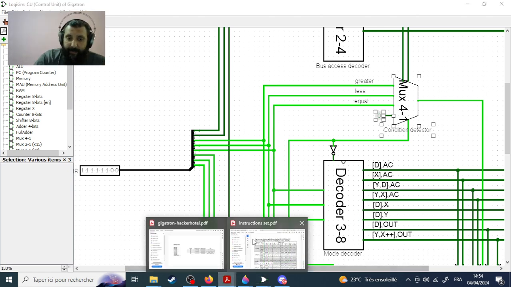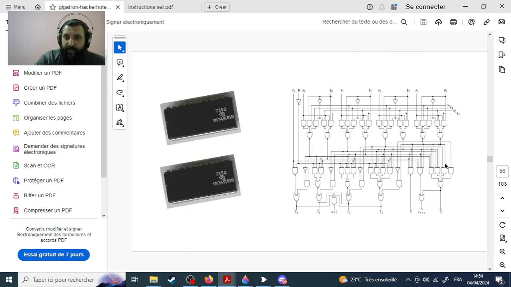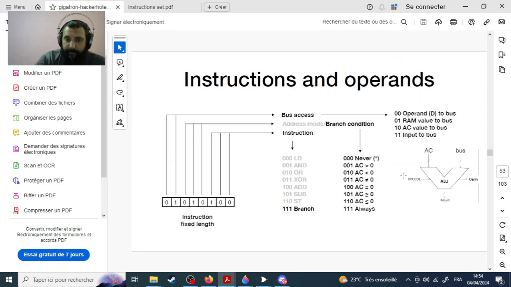If you remember well, we talked about the conditions last time, and we got the list of our conditions. We have the same bits: 000, 001, 010, 011, 100, etc. And you have different conditions. These conditions, I repeat, are only used with the BCC, the branch instruction.